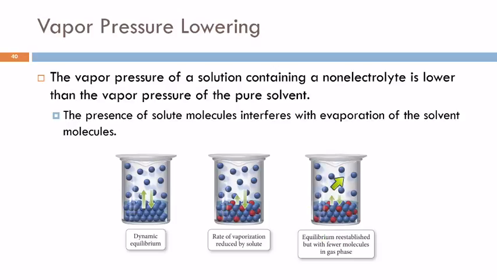The new equilibrium is going to have fewer gas particles. The amount of gas particles here is the partial pressure, or the vapor pressure, of the solvent. So when you put a solute into your solvent, the vapor pressure of the solvent becomes less.